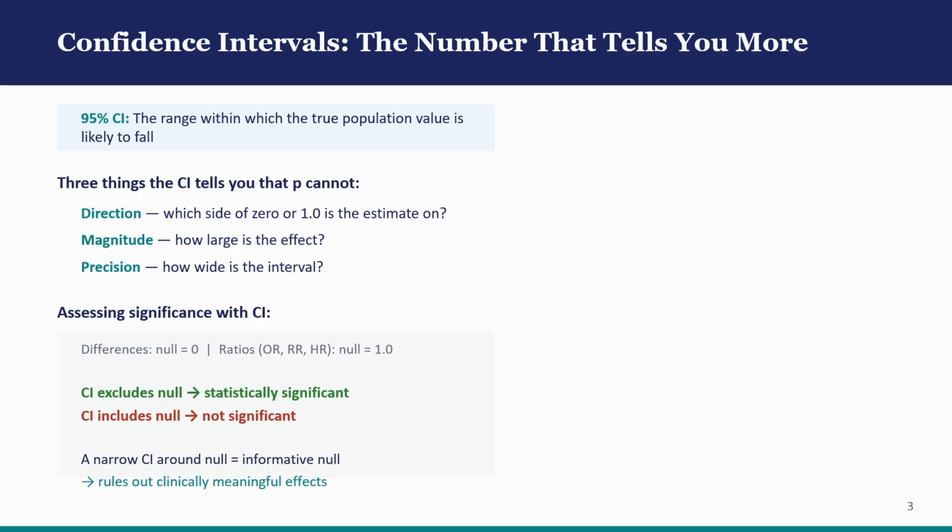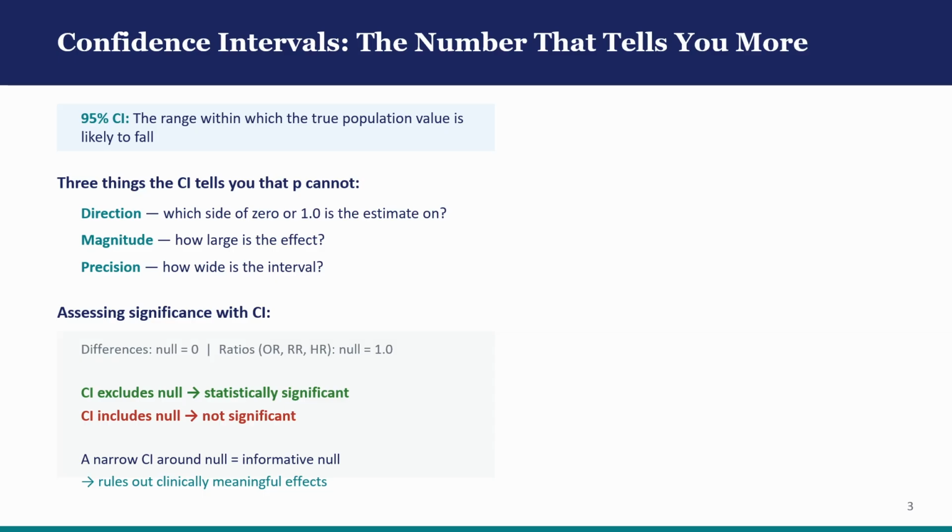The null value is your reference. For differences, null equals 0. For ratios, like odds ratios and risk ratios, null equals 1. If the confidence interval doesn't touch the null, the result is statistically significant at the level corresponding to your CI. A 95% CI corresponds to an alpha of 0.05.